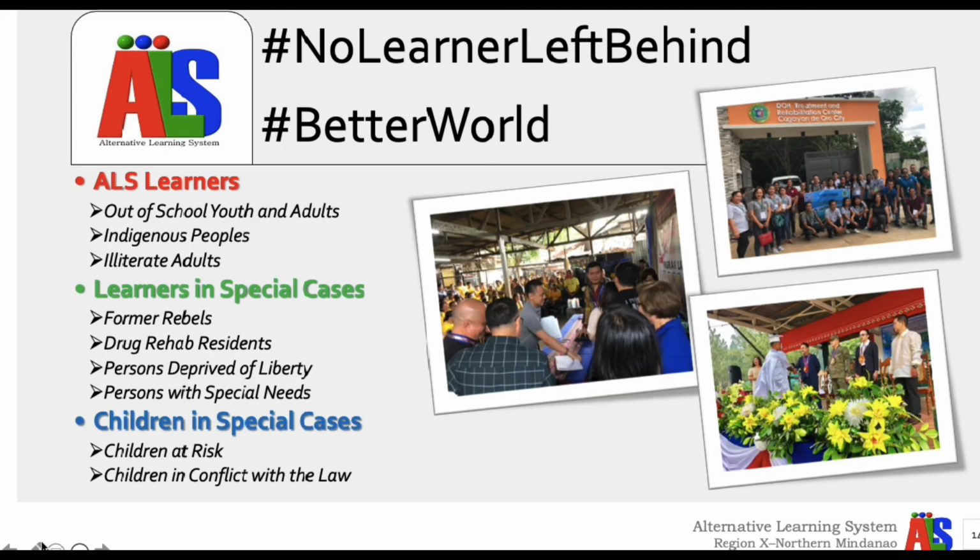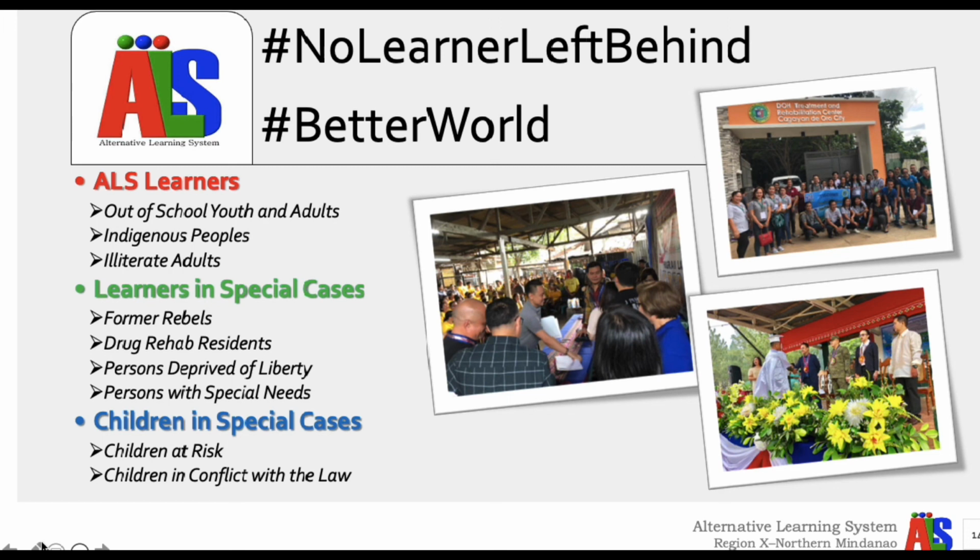Finally, in ALS, we champion the delivery of inclusive education. We really believe that no learner should be left behind. The nature of our learners are out-of-school youth and adults. We also have learners coming from the indigenous peoples. Specifically, we have the 7 tribes in Bukidnon. Then we also have the illiterate adults. And then we have learners in special cases.